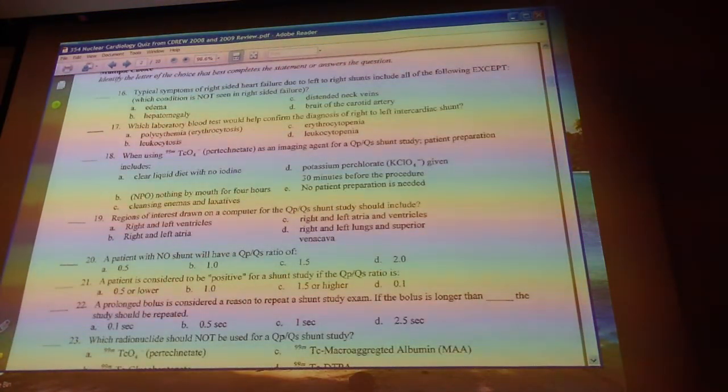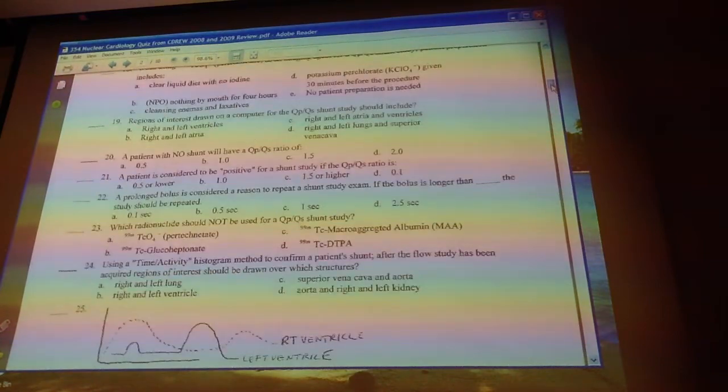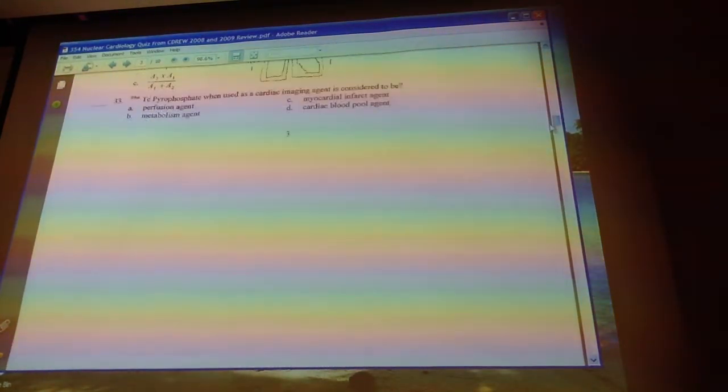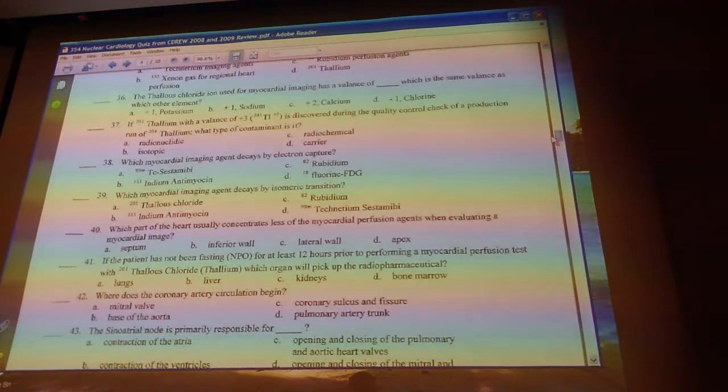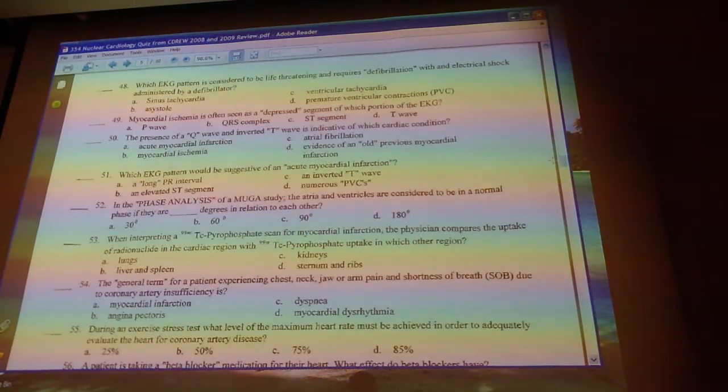You'll notice that I've got different symptoms on here. You might want to take a look at those. I'm trying to think what else we have in here that would be important. I think I've got some MUGA study material in here that I want to make sure you guys are okay with.